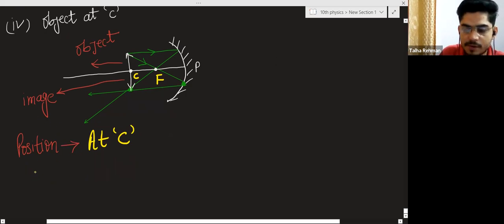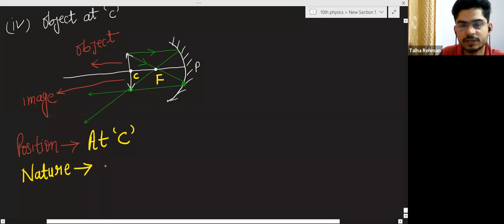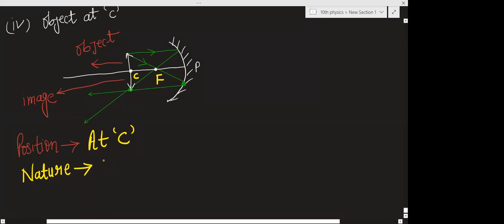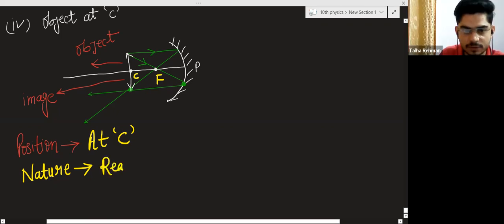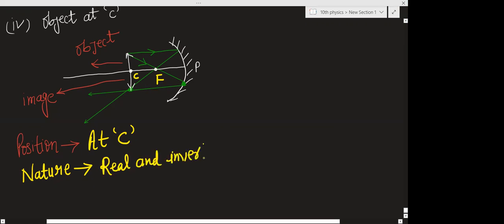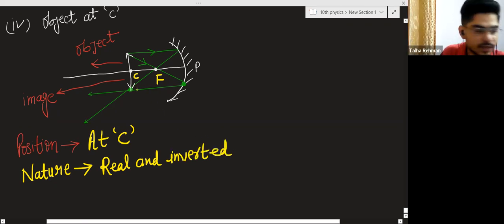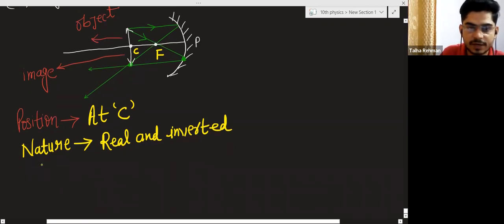Now nature. Azaan, tell me what is the nature? Yes, sir. Real and inverted. Very good. Real and inverted. You can see this. Here the light rays are meeting actually, means real, and inverted, the arrow is in downward direction. And size, I will tell you. Same size as object.